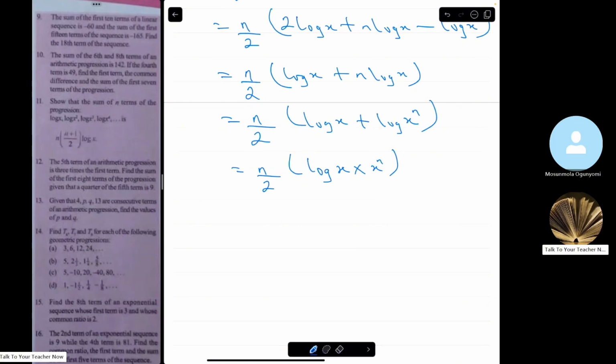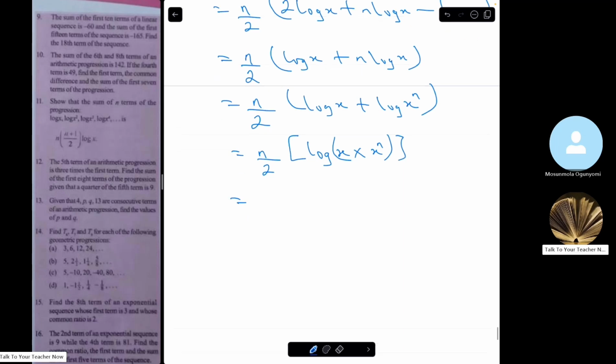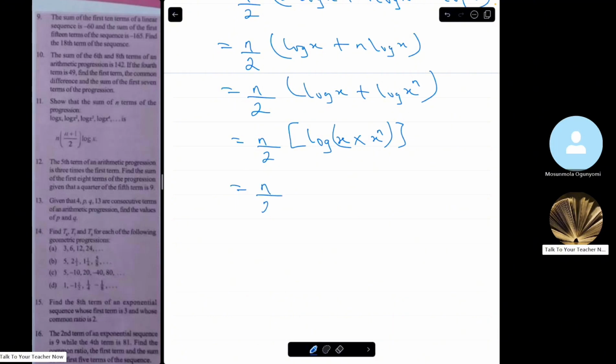Should I go back again, or do you understand it up to this point? Yes, sir. So that will be log x times x raised to power n, and that's n over 2 into bracket log x times x to the n. And that's going to be what? N over 2 log what? x raised by 1 times x raised by n.